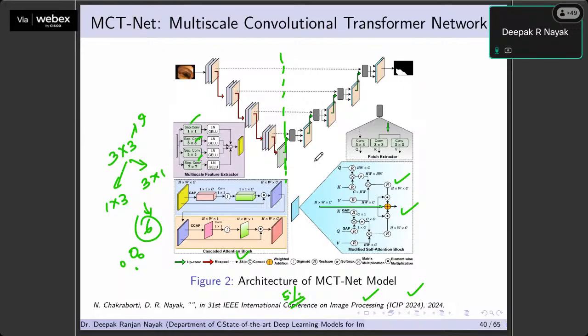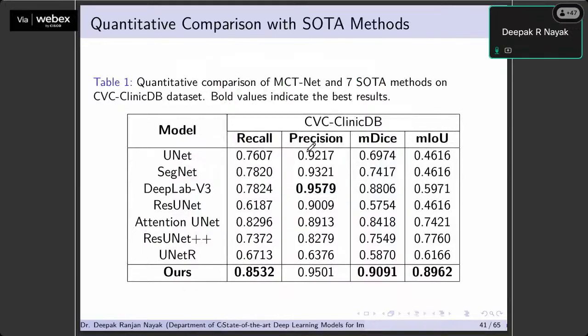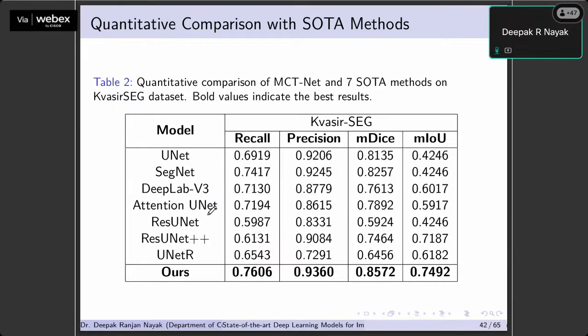You will get a lot of details about this, how we have developed it, and what the major motivation is behind the design of this particular architecture. Here are some quantitative results on some of the benchmark data sets, and we have compared with UNet, SegNet, and almost all the architectures which I discussed today. ResUNet, Attention UNet, ResUNet++, and UNETR we also discussed, right? These are architectures which we implemented on the benchmark data sets, and we found that our model is performing better compared to others, quantitatively, of course.